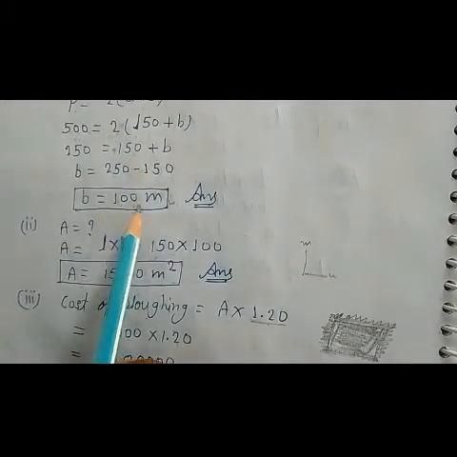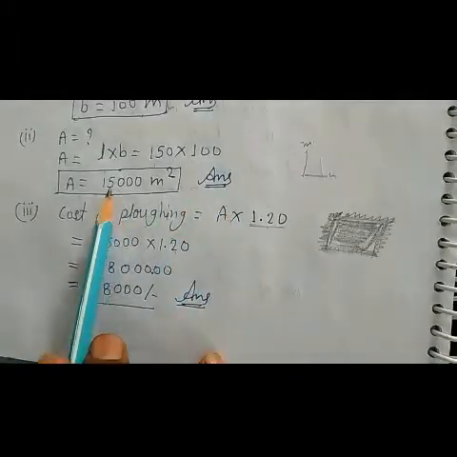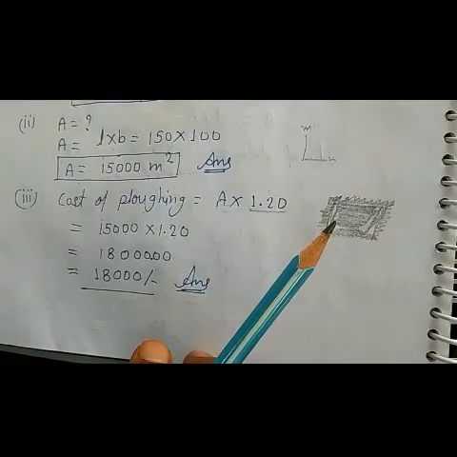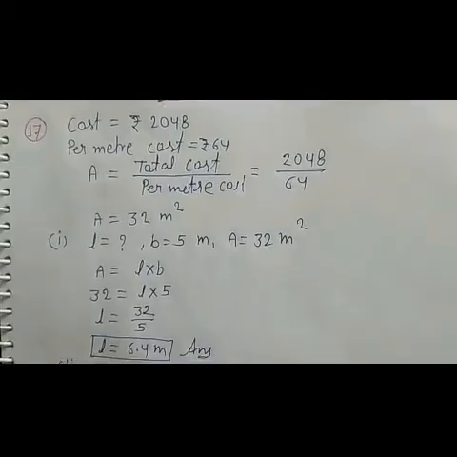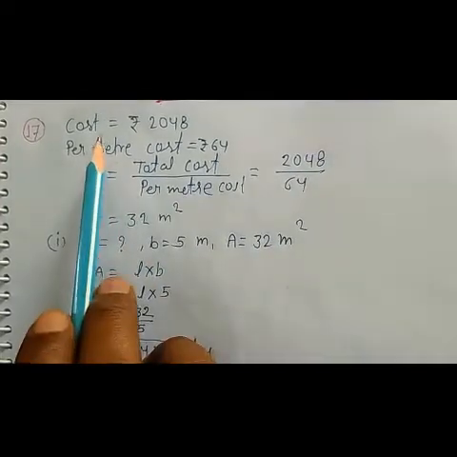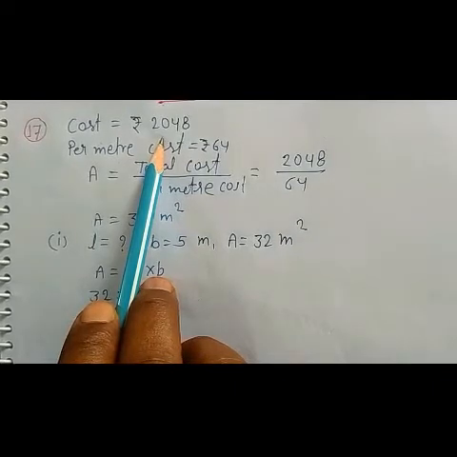First of all, we will find the breadth. Using this breadth and length, find out the area. Using the area, find out the total cost of plowing of the field. Now question number 17, this is similar to the 16th question. Now total cost of a rectangular hall.